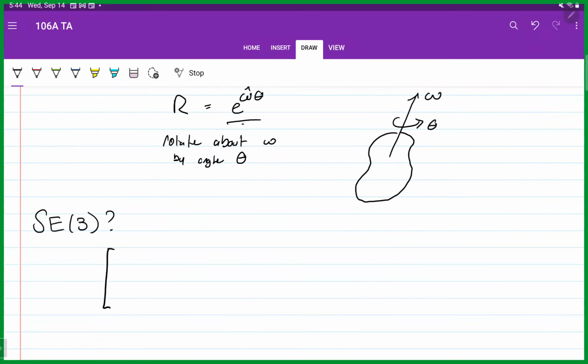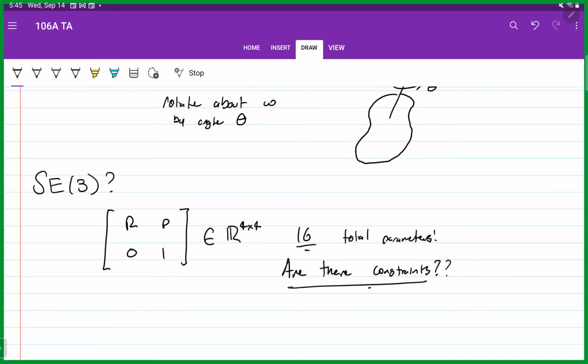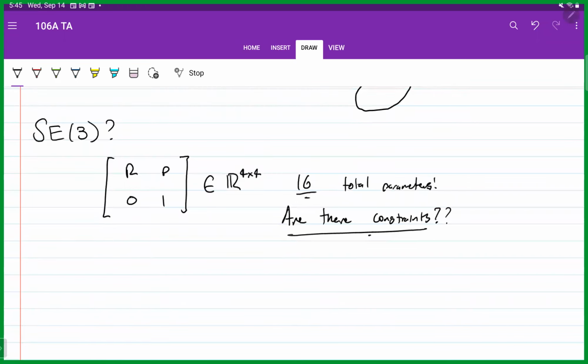We have these matrices, R01, which are in the set of 4x4 matrices, so they have 16 total parameters, since we have 4 rows and 4 columns. But can we control each of those 16 elements independently, or are there constraints? Are there constraints that make us able to represent this 16 element matrix with a smaller set of numbers?